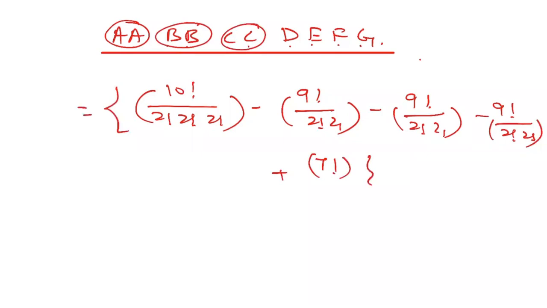So this is the case. Either two A's are together or B's are together or C's are together, right? All the union cases are there. This is for two A's together, two B's together, two C's together. And this is the case for when we are saying all the three are together.